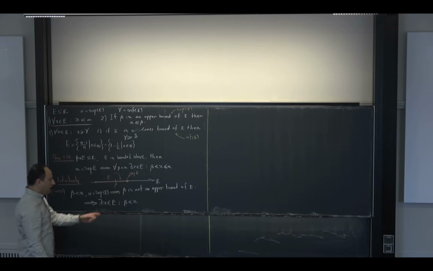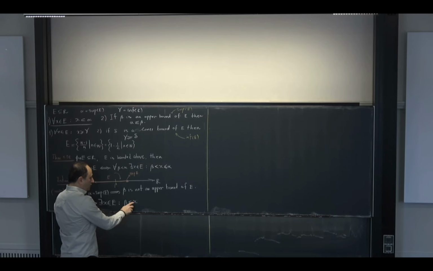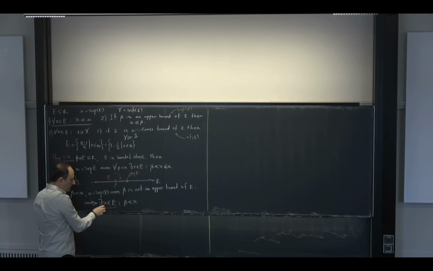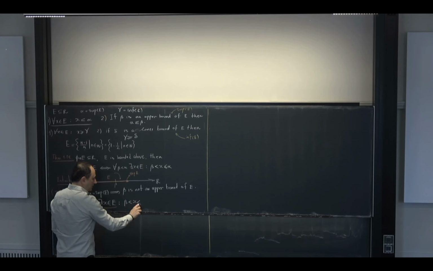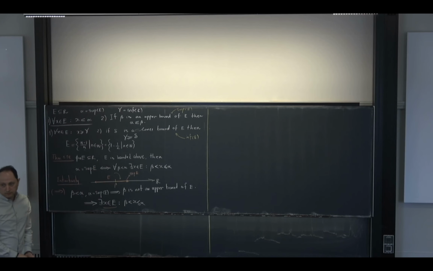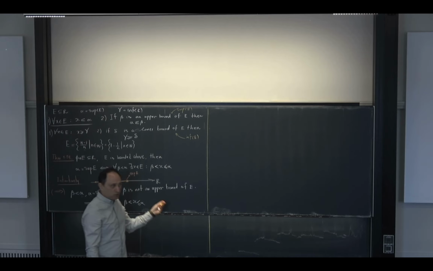But on the other hand, this part of it is trivial, because x is in E. What was alpha? Alpha was an upper bound, here, the smallest upper bound. Okay, so what does it mean? It means x is automatically less than or equal to alpha. It's very trivial, but it is very, very useful.